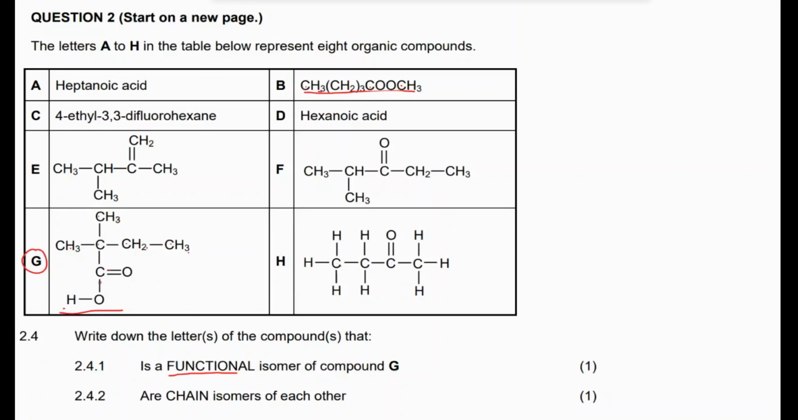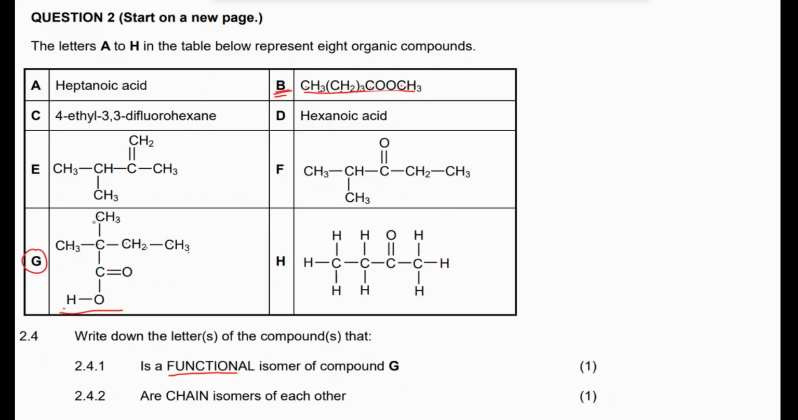Right, let's check compound G. Compound G is a carboxylic acid. And then compound B is an ester. So they belong to different homologous series. But is their molecular formula the same? Yes, it is. Because how many carbons do we have? For compound B, we have one, and then here we have three of them because it's times three here. So it's 1, 4, and then 5, 6.